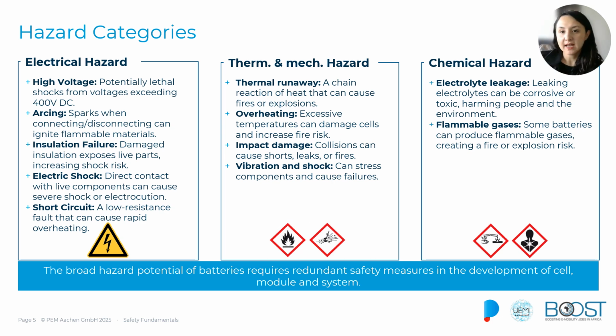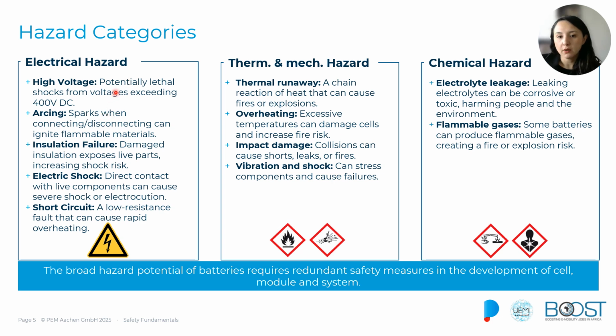Let's take a look at the main categories of hazards that are going to be associated with the high voltage systems and with the batteries. Each of these categories presents unique challenges that require specific safety measures. First of all, we have the electrical hazards that occur when electricity interacts with the systems or with people in an unintended way. This can cause, for instance, electric shock. It can produce arcing, short circuits, insulation failures, and so on.